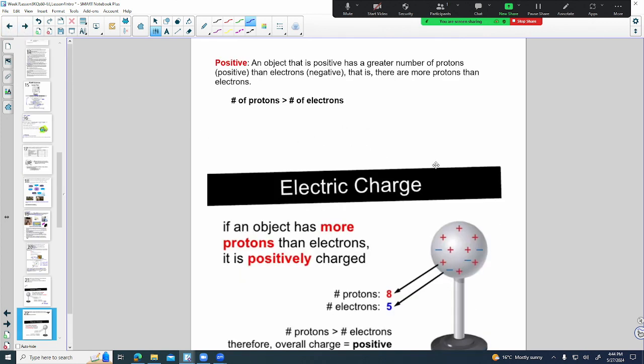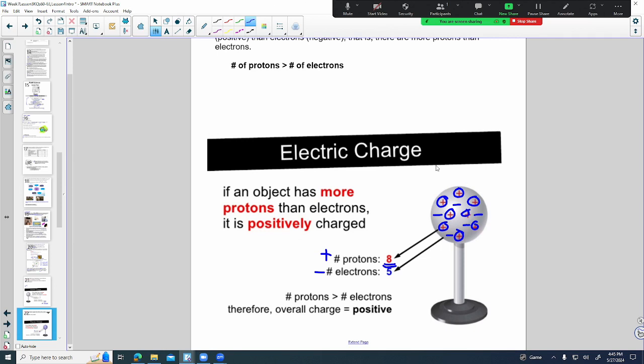An object is positive if it has a greater number of protons, positive, than electrons, which are negative. So if you count all the pluses in this object, you have 1, 2, 3, 4, 5, 6, 7, 8. So you have 8 pluses or protons, and there are 1, 2, 3, 4, 5 electrons or minuses. So plus, minus. You do the math, which has more? So there's more pluses than minuses. That means that object is positive.